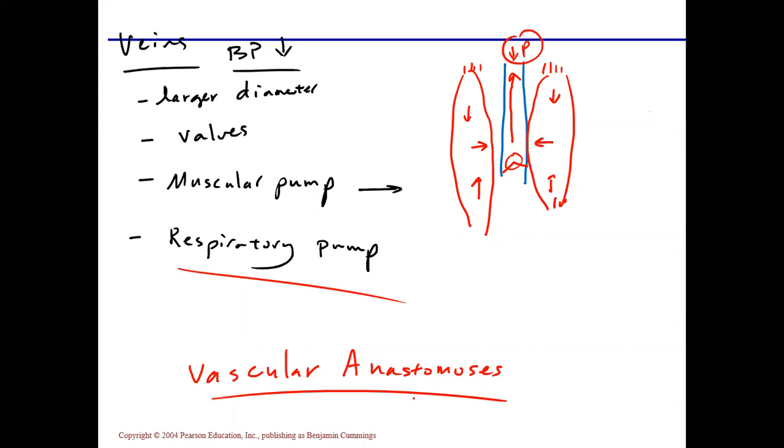Vascular anastomosis is when the blood vessels are merging. This is more common in veins than arteries, all right? But it provides alternative pathways, also known as collateral channels, for the blood to reach a part of the tissues, part of the areas. Let me demonstrate this.